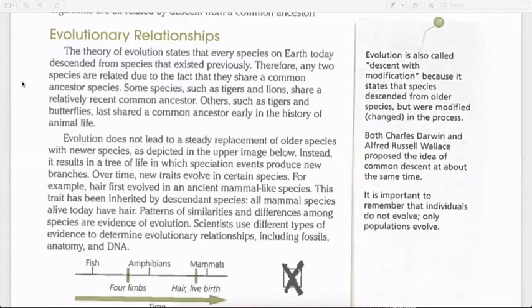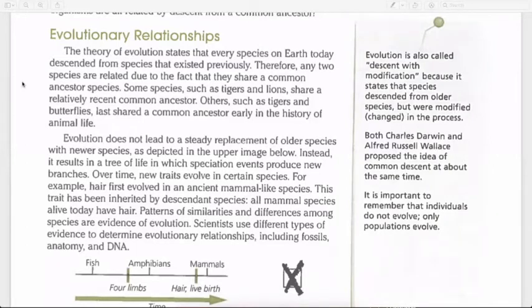Evolutionary relationships. The theory of evolution states that every species on Earth today descended from a species that existed previously. Therefore, any two species are related due to the fact that they share a common ancestor species. Some species, such as tigers and lions, share a relatively recent common ancestor. Others, such as tigers and butterflies, last shared a common ancestor early in the history of animal life.